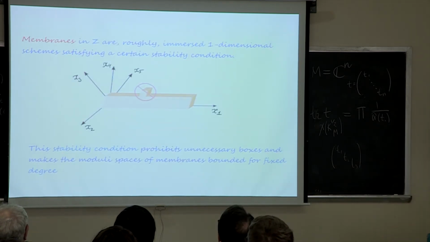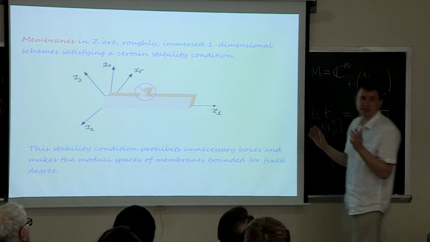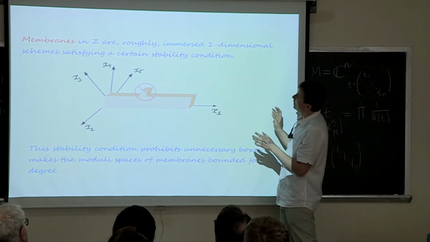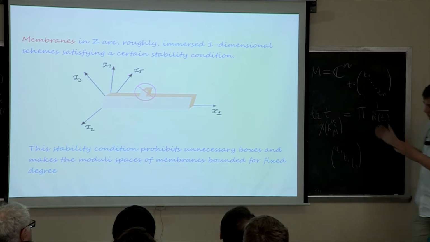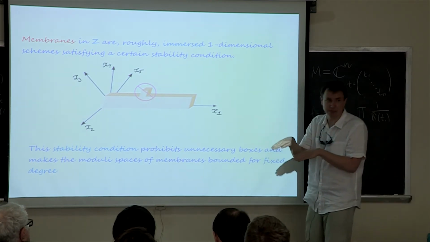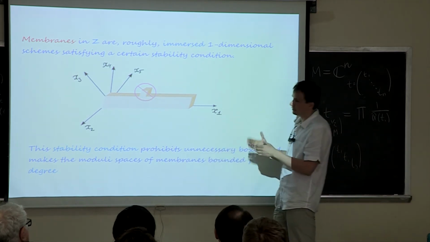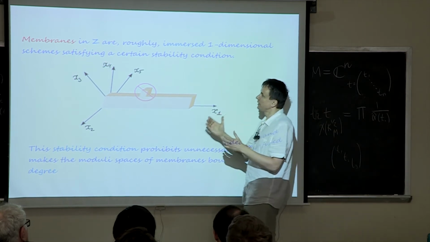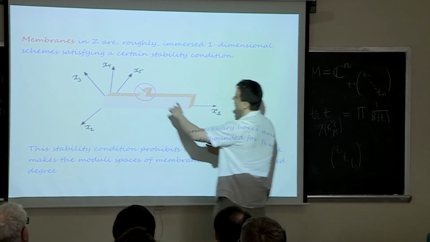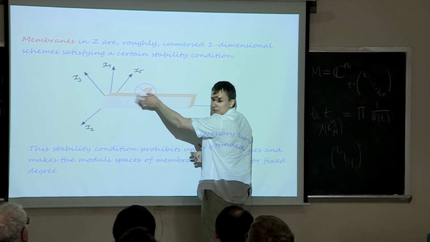And so membranes in Z will be some other moduli space, which is not the Chow variety, not the Hilbert scheme. You should think of them as one-dimensional subschemes which in a certain sense are immersed. And they satisfy a certain stability condition that does the following. It implies, in particular, that they are all Cohen-Macaulay. And Cohen-Macaulay implies that there's no way I can add a box. If there's a box you can remove, you should remove it.